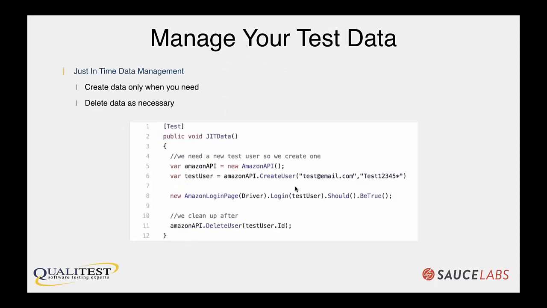The final, or not the final piece, but the fourth piece of making sure that you can parallelize your tests is to make sure that you manage your test data. This is probably one of the biggest challenges that all of our clients face with test data management. It just simply becomes really hard for them to appropriately use test data in order to execute tests in parallel.